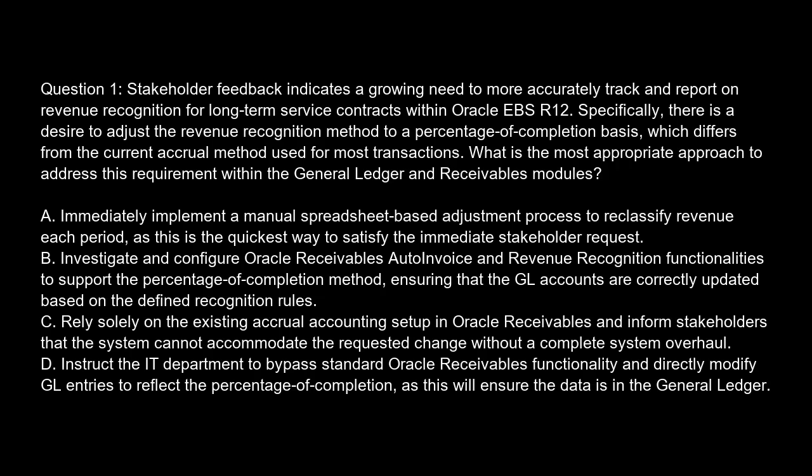Option C. Rely solely on the existing accrual accounting setup in Oracle Receivables and inform stakeholders that the system cannot accommodate the requested change without a complete system overhaul. Option D. Instruct the IT department to bypass standard Oracle Receivables functionality and directly modify GL entries to reflect the percentage of completion, as this will ensure the data is in the general ledger.